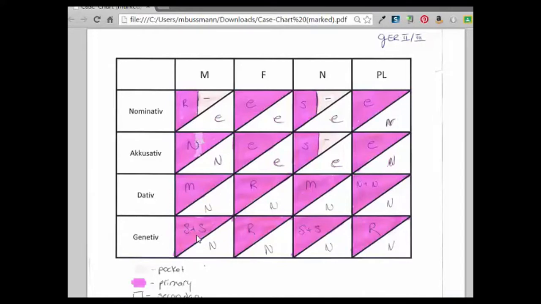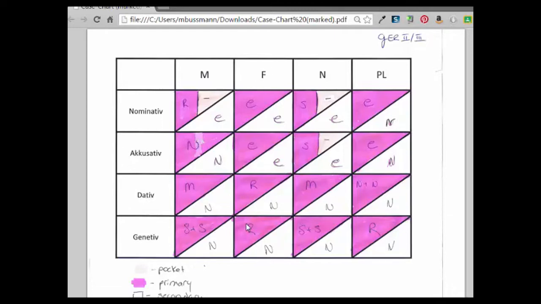The new endings are S and S, R, S and S, and R. These S plus S's, those were the examples like des Professors. So we've got masculine, genitive, des. So this S doesn't stand for das like it did up in the neuter column. It stands for des, so of the. And the second S, just like in the nominative, the second N, or in the dative, the second N, the second S goes on the end of the noun.